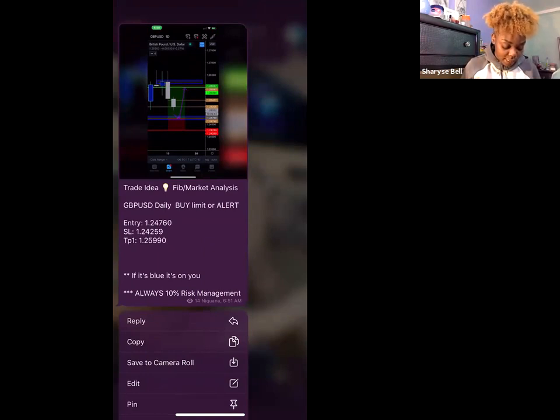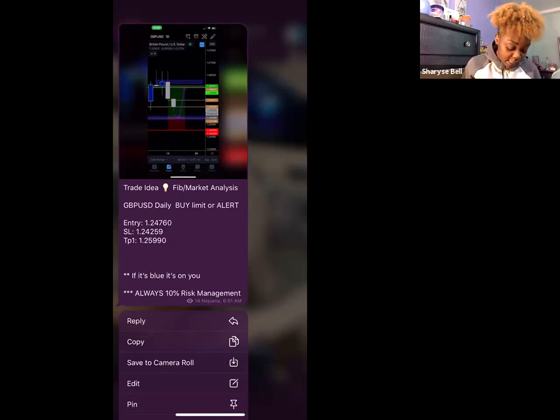All right. Now, you're going to get the pair that you're entering into. So GBP USD. You're going to get the time frame that the trade was found on. You're going to get whether it is a limit, whether it is a stop, whether it is a buy or a sell or a market execution. All right. So these are going to be the basic things that you're going to look for. The currency pair, whether it's a buy or a sell, and whether it's a pending order, a stop or a limit, or a market execution.